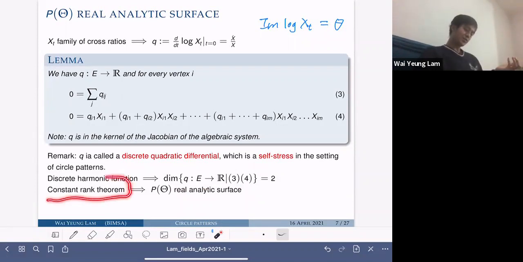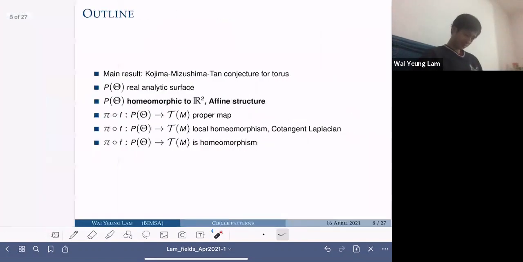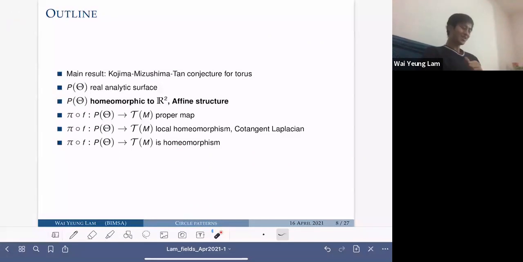Altogether, with the constant rank theorem, you can deduce that this P theta is a real analytic surface. So this part is very easy. You just need to make sure the dimension is equal to two. We will see how to do this. Now I come to the second part.